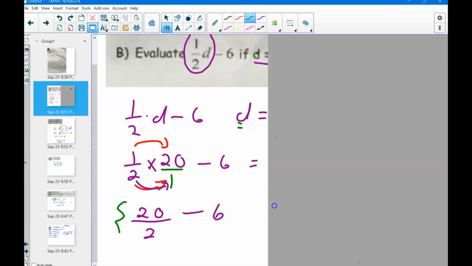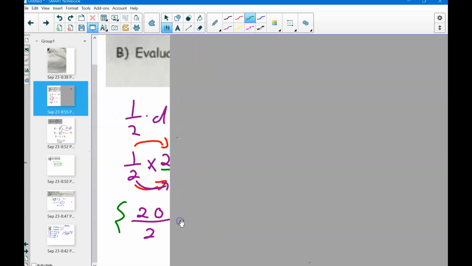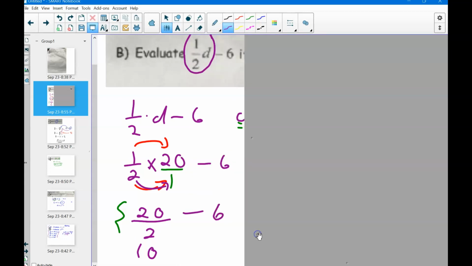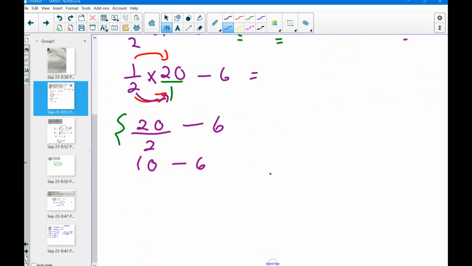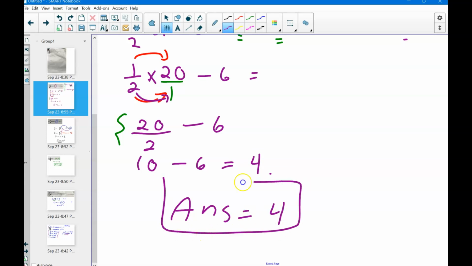So moving our screen back again, don't want to see that right now because that's a pain in the ass. I'm not even looking at that. We now know that 20 divided by 2 is going to give us 10. Now moving that back, we get minus 6. And that's going to give us 4. So the answer is 4. When it says evaluate, evaluate means they're looking for an answer.